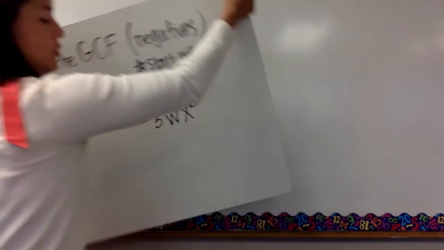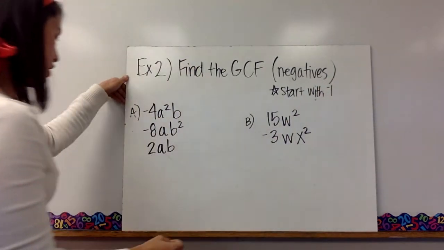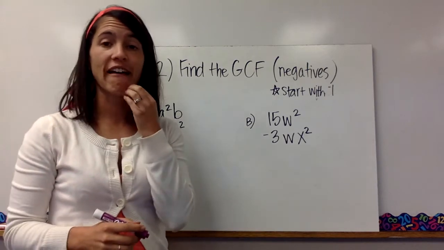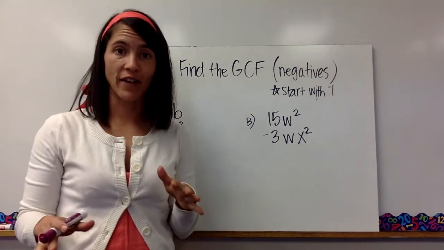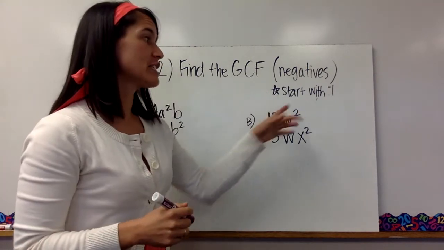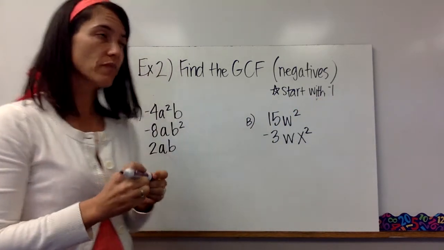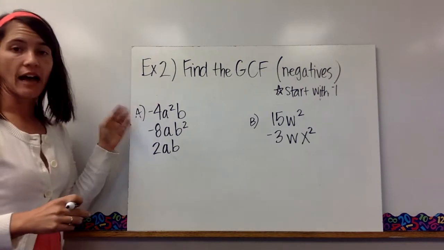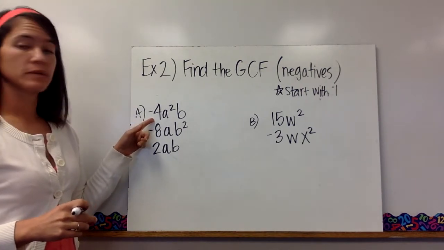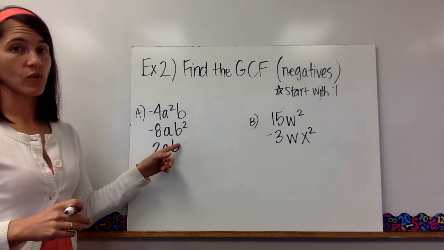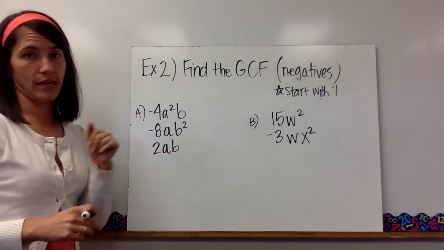Now, example 2 is going to focus on what to do when we have a negative. So example 2, find the GCF. We're going to do the same thing with a prime factorization, except if it's a negative term, we're going to start the prime factorization with a negative 1.